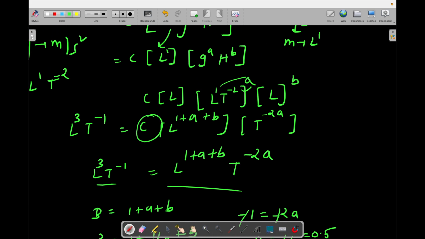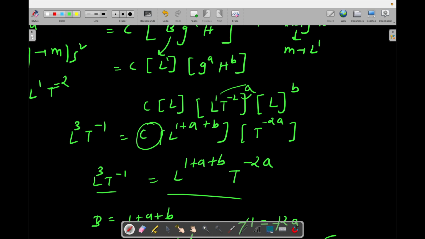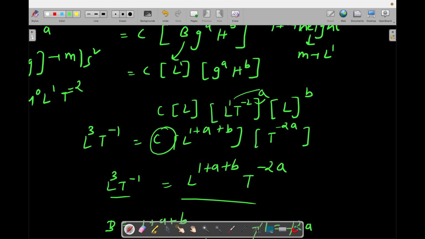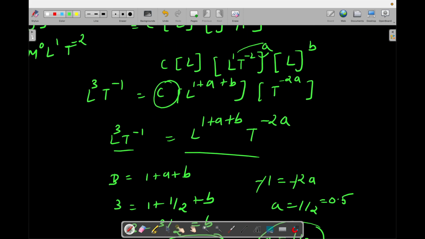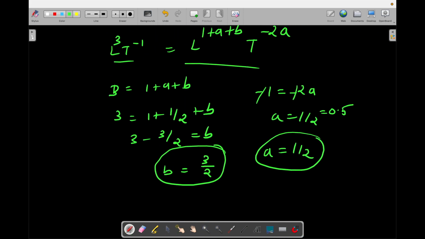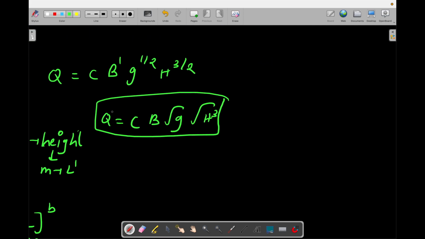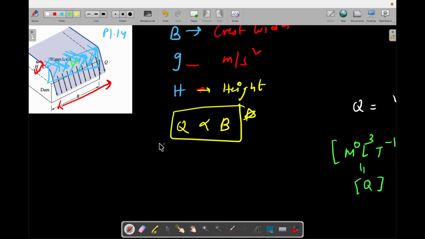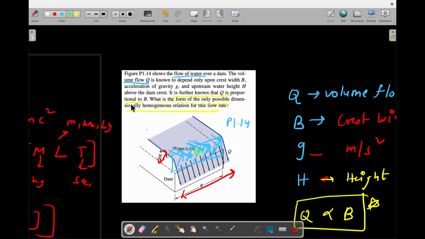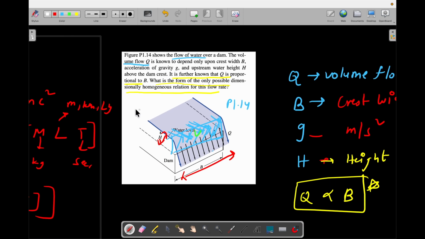This is how we solve the problems of dimension analysis or any problem related to dimension analysis. If you don't know how to form a relation, just do the dimension analysis whenever required. Just equate the dimensions. Just remember that when you equate two things, the dimensions should be equal. We did the same thing here. We just equated the dimensions, and we obtained the relation as follows. Q is c, b, root g, and root h cube. So that's the required answer for this question.